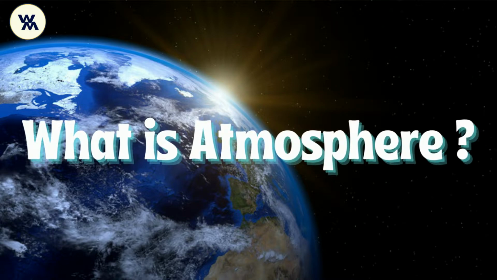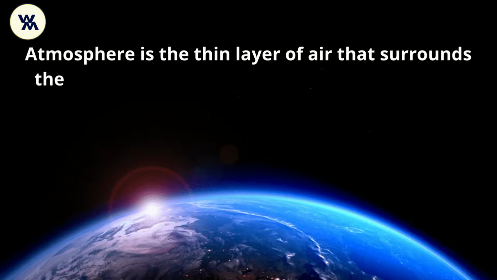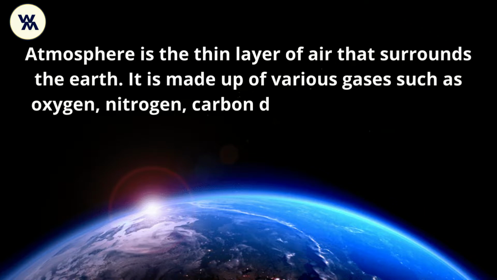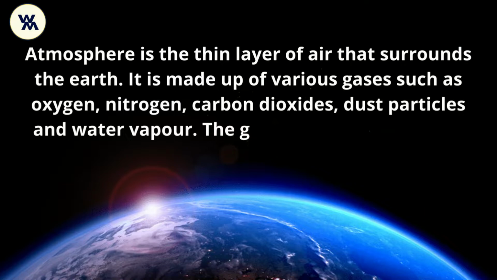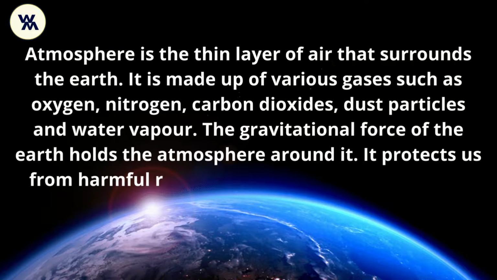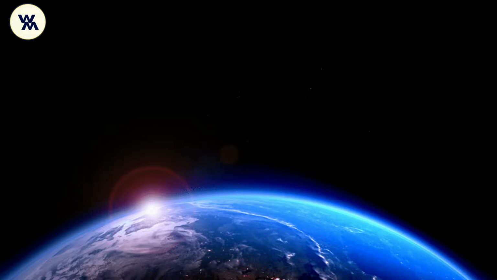But generally, what is atmosphere? An atmosphere is the thin layer of air that surrounds the Earth, and it is made up of various gases such as oxygen, nitrogen, carbon dioxide, dust particles, and water vapor. The gravitational force of the Earth holds the atmosphere around it, and it protects us from the harmful rays and scorching heat of the sun. You'll be learning details of the harmful heat from the sun after. So generally, this is some introduction.